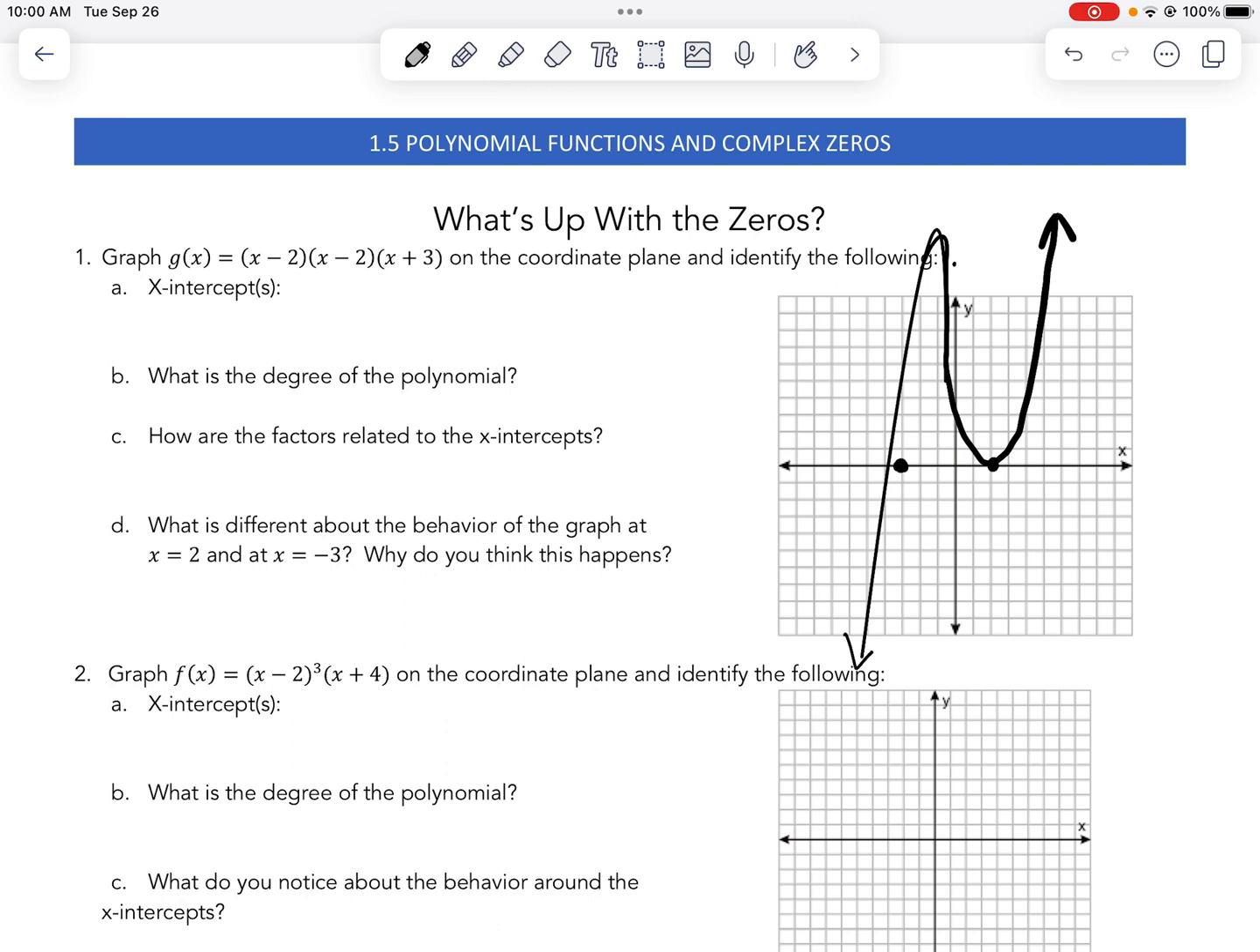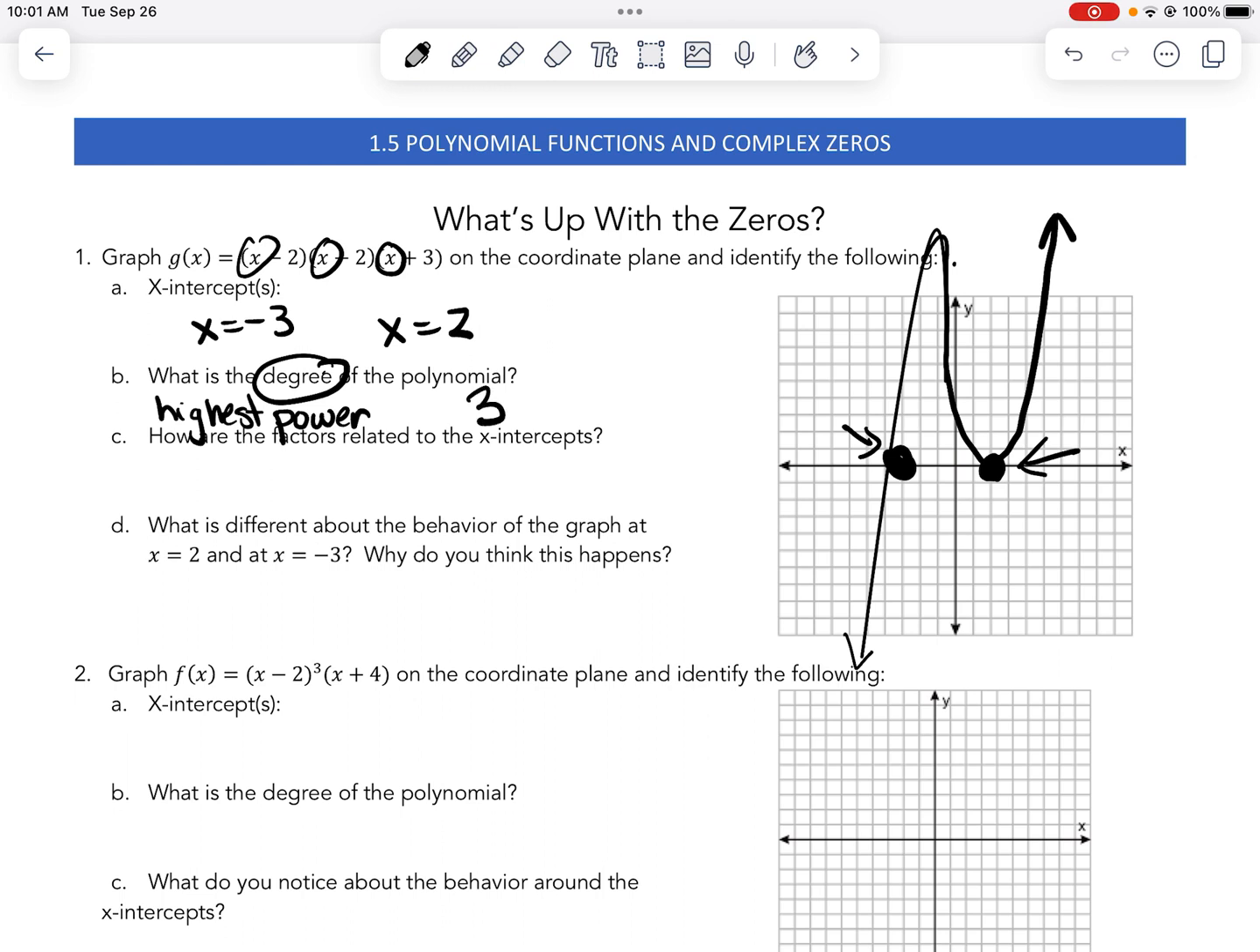So the x-intercepts, where did it cross the x-axis? Well, it crossed right here and right here. So it crossed at x equals -3 and x equals 2. What is the degree? A reminder, degree is the highest power. So if I was to multiply this out, we'd have 3 x's, so it's degree 3.